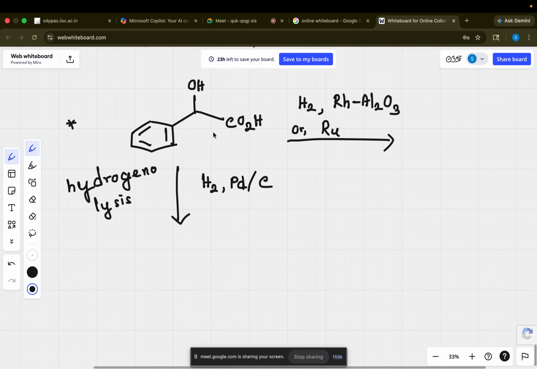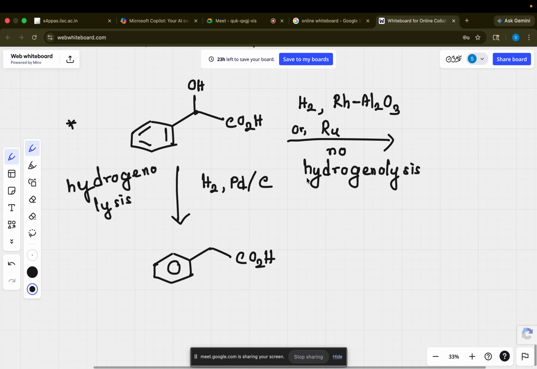Now you can see this is your benzylic carbon, PhCH2. So this carbon-oxygen bond will break, and once the bond breaks, you will get a compound like this. Hydrogenolysis is taking place here. And if you use hydrogen in presence of rhodium alumina mixture, or you can use ruthenium metal also, here you will get no hydrogenolysis. Write down no hydrogenolysis.